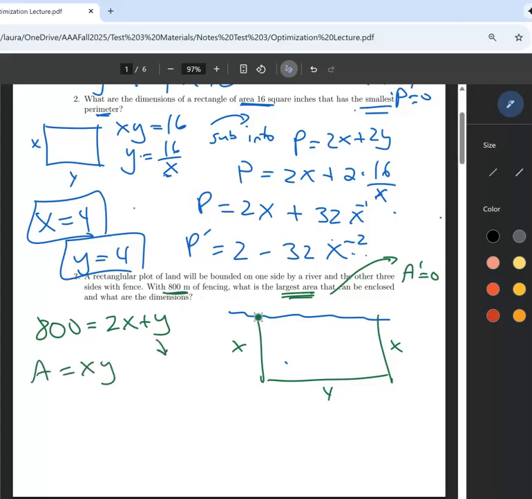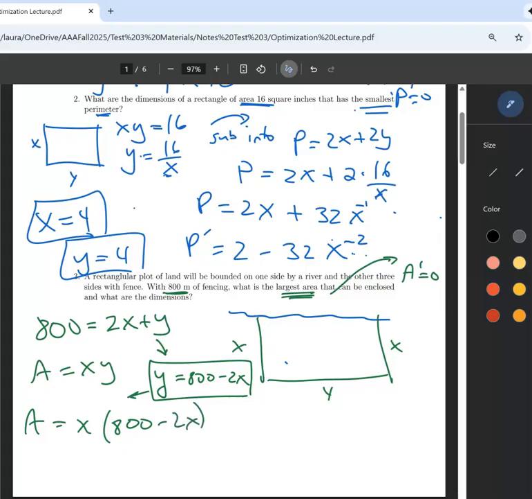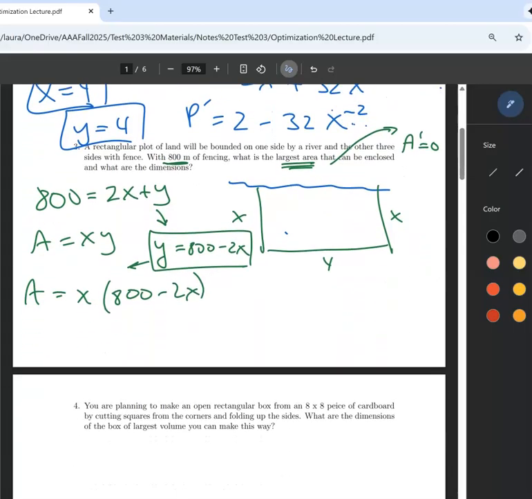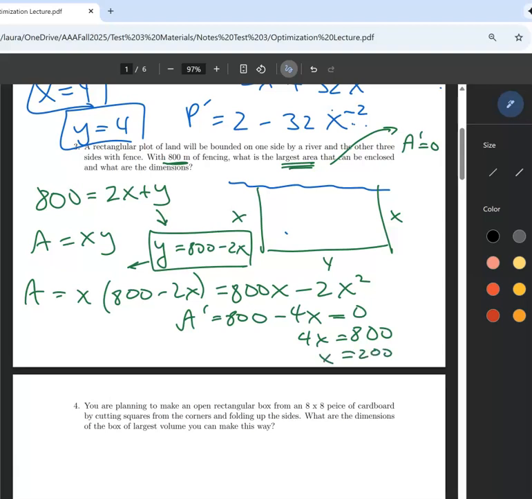So I'm going to solve this one for y. So I get y is equal to 800 minus 2x. And then I'm going to sub that in. So I get A is equal to x times 800 minus 2x. Again, I want to simplify this before I take the derivative. So 800x minus 2x squared. Now if I take the derivative, I get 800 minus 4x, set that equal to 0. So put the 800 on the other side. So I get x is 200.